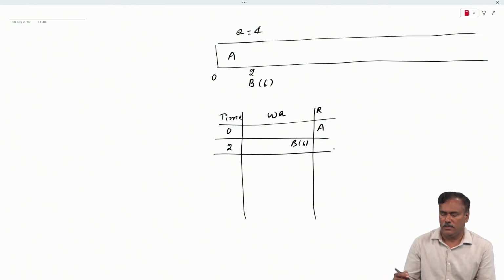So after 2 intervals of time, the remaining service time of this process A will be 1.